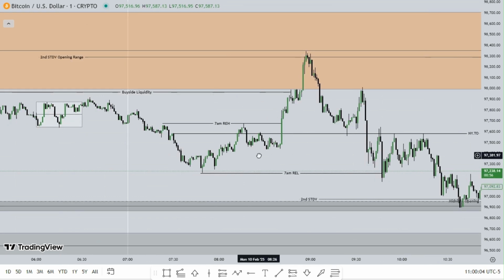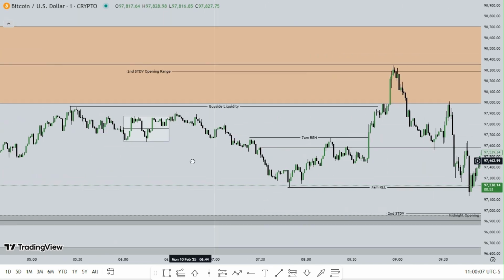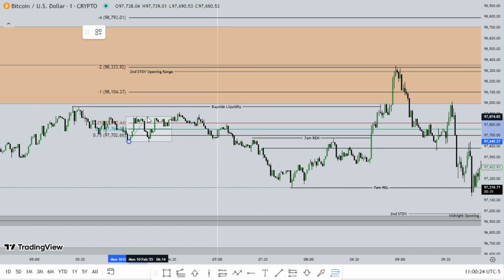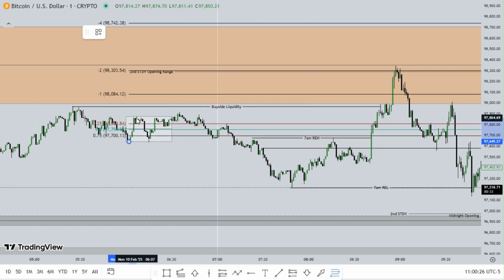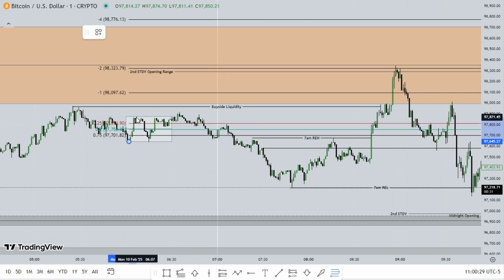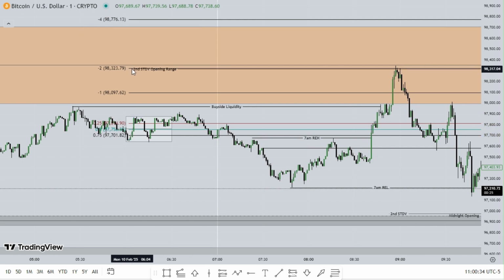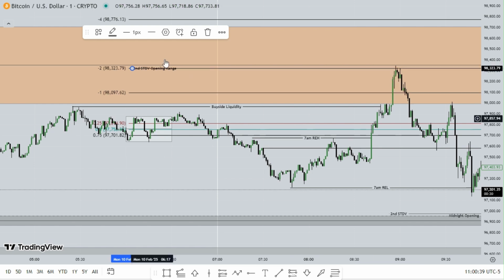The first thing you need to do is mark out the opening range of the New York AM session, which is from 6 a.m. to 6:30. This 30-minute interval gives you the measurement of the day. If you measure from this low up to this high, you'll find the second standard deviation, which is here. Let me move my deviation. As you can see, the price traded to it and reversed when it got to the second standard deviation.